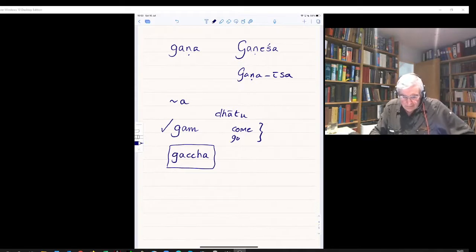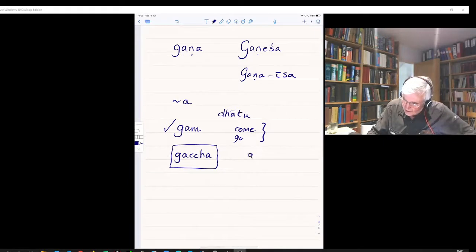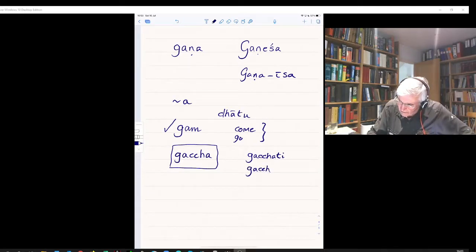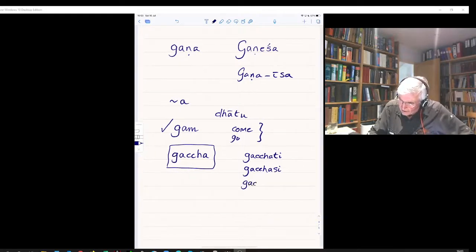So we've got the root gam, the stem gaccha, and from this stem we form the actual verbs: third person, second person, first person. I'll explain in a moment why they're put in reverse order. So he, she, or it goes is gacchati. You go, in the singular, is gacchasi. I go ends in ami, but the a is lengthened: gacchami.